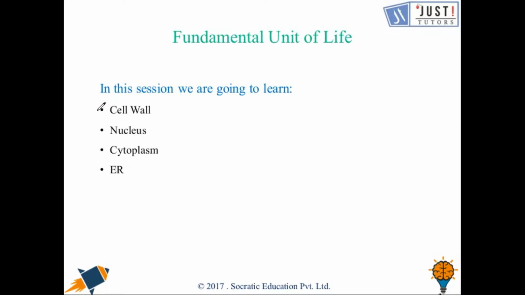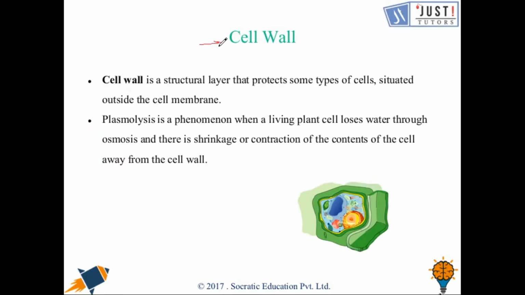The very first objective is cell wall. It is followed by nucleus, cytoplasm and ER. Let's go. Cell wall. What is it? Cell wall is a structural layer that protects some types of cells, situated outside the cell membrane. It can be tough, rigid or flexible. It provides cells both structural support and protection, and it also acts as a filtering mechanism.